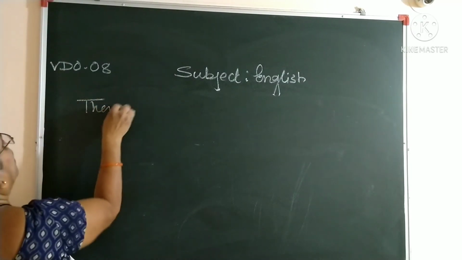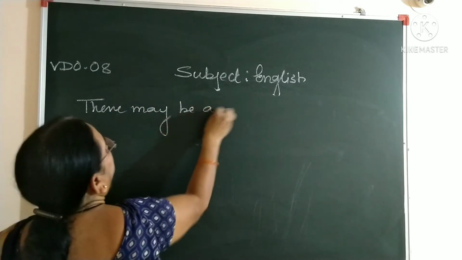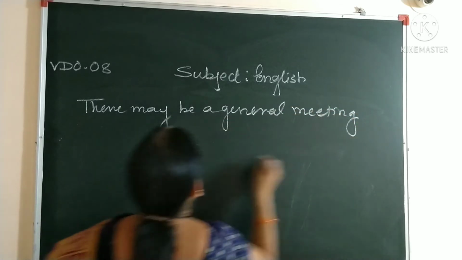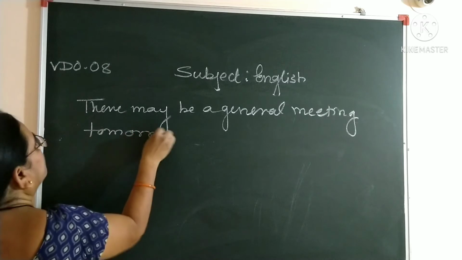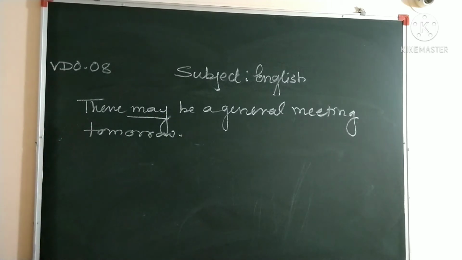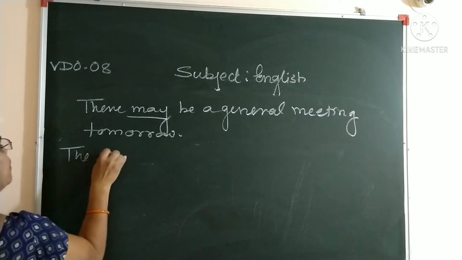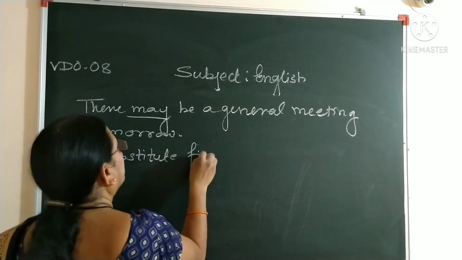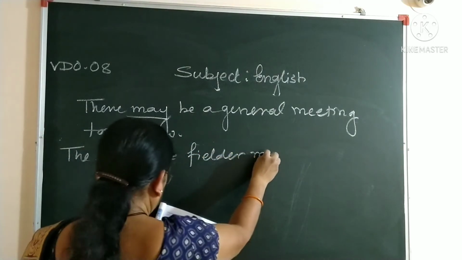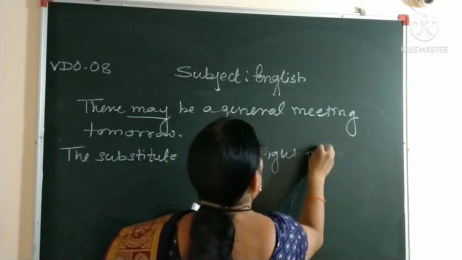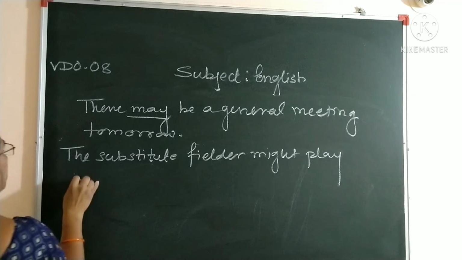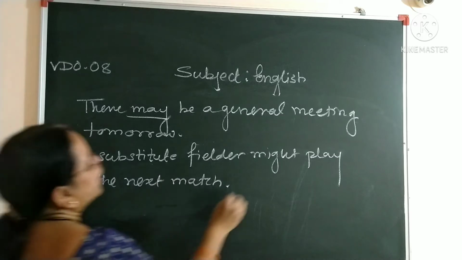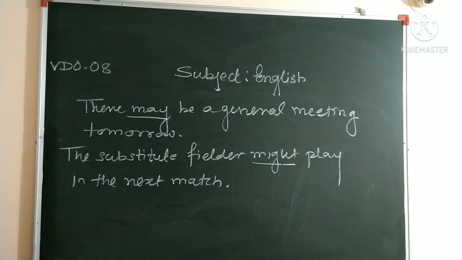There may be a general meeting tomorrow. In this sentence, may shows possibility. The substitute fielder might play in the next match. In this sentence, might shows possibility.